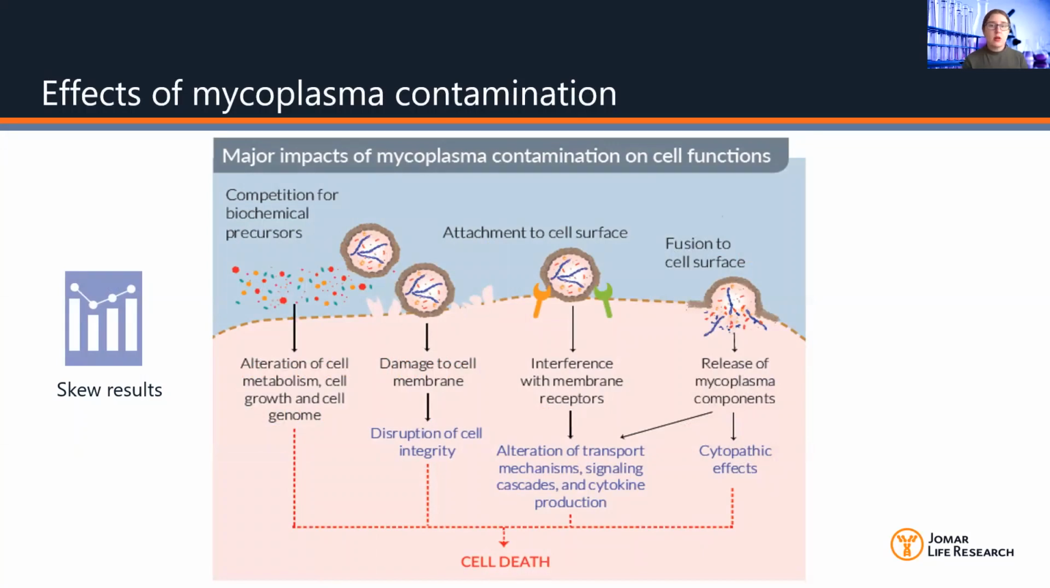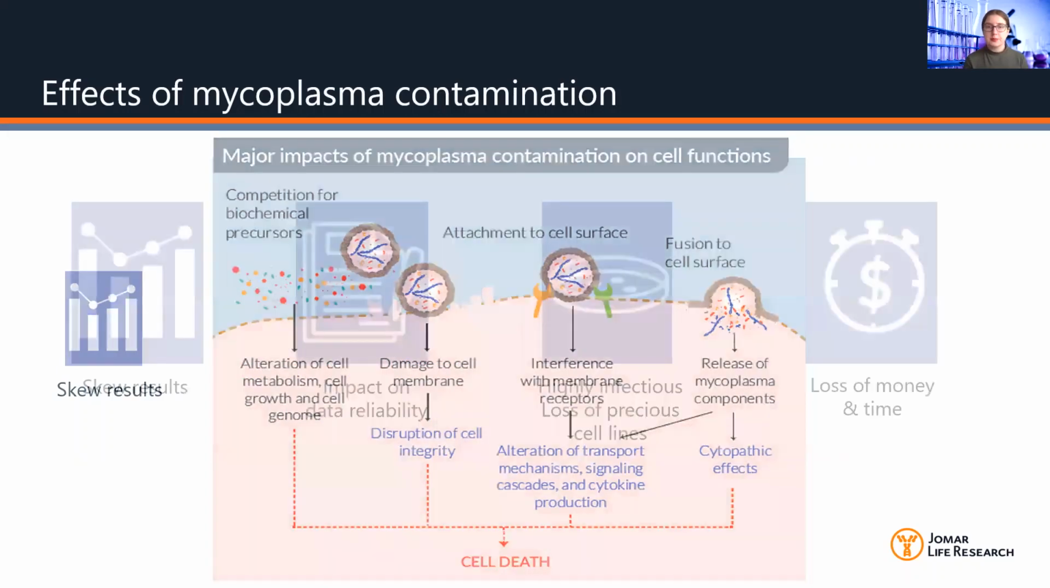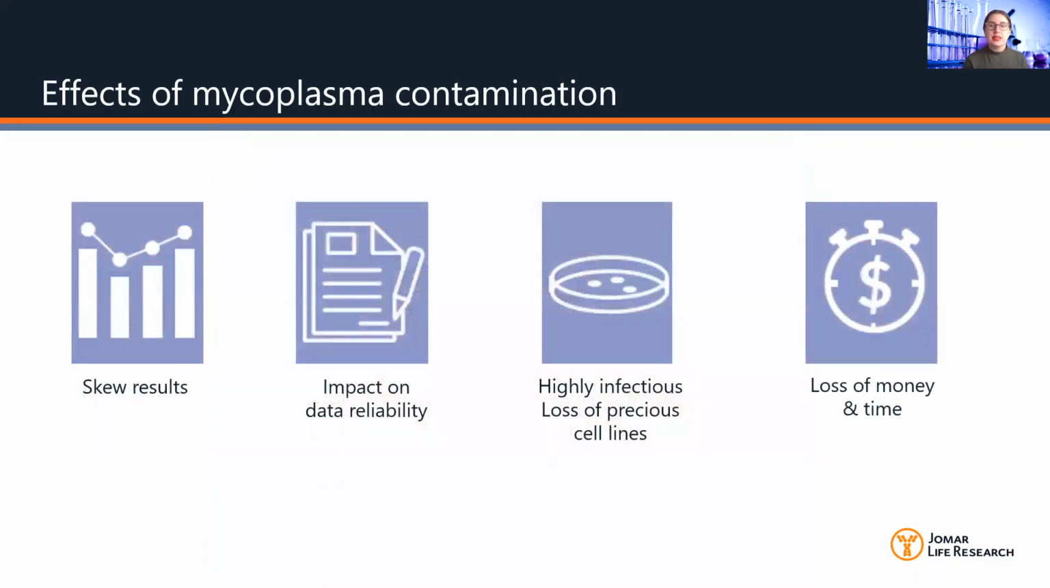Mycoplasma can drastically alter cultures and skew results, for example, by altering cell metabolism, growth, and gene expression. Mycoplasma has also been shown to affect signaling pathways, such as by activating toll-like receptor 2 of immune cells. Additionally, mycoplasma can seriously impact data reliability and reproducibility, and as scientists, these are attributes that we strive for when producing data. Mycoplasma contamination is also highly infectious for all eukaryotic cell cultures, and this can lead to loss of precious cell lines and loss of money and time.